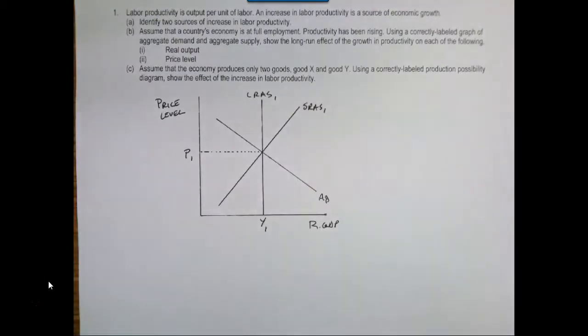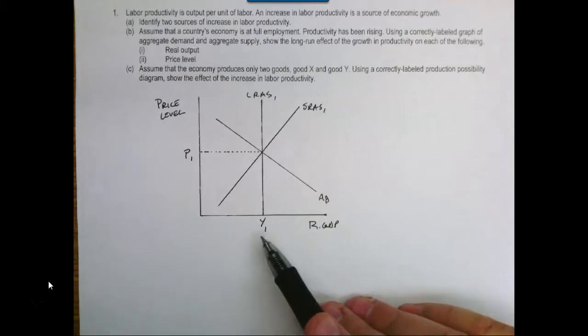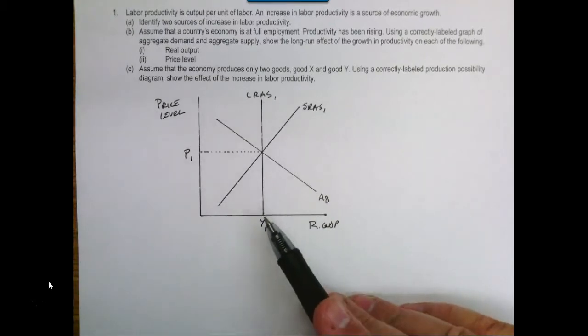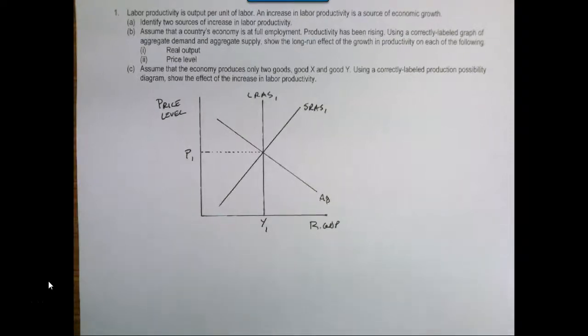When it comes to looking at Part B, it's asking what happens to real output and price level with this increase in productivity. So we need to draw out the AD-AS model. It'll look something like this. And it tells us we're at full employment, which means we're producing at potential output where long-run aggregate supply intersects the horizontal axis. But with this increase in productivity, we're going to see a shift to the right in both the long-run and short-run aggregate supply curves, and it will look something like this.